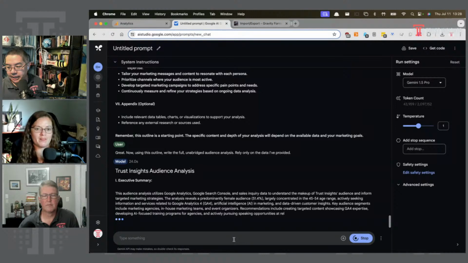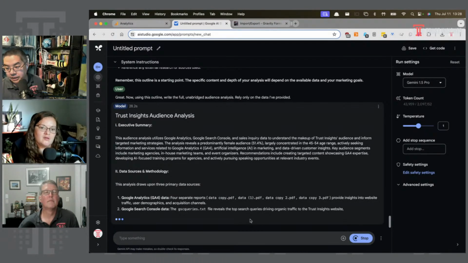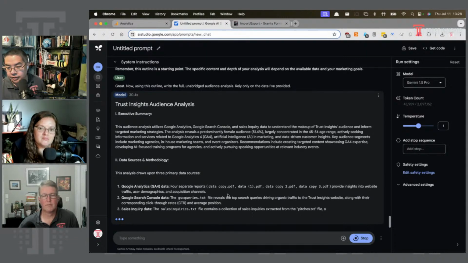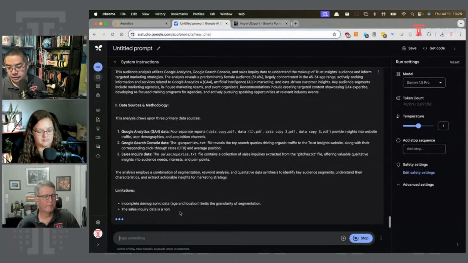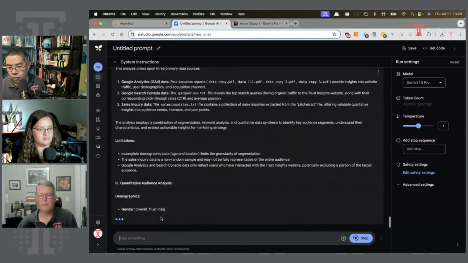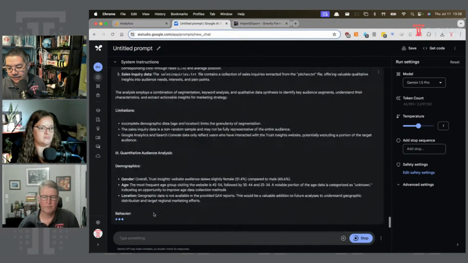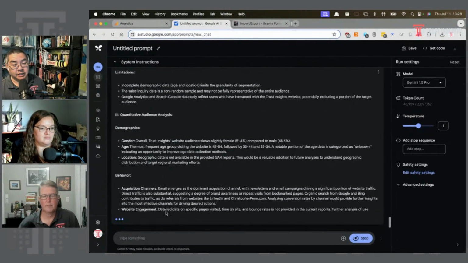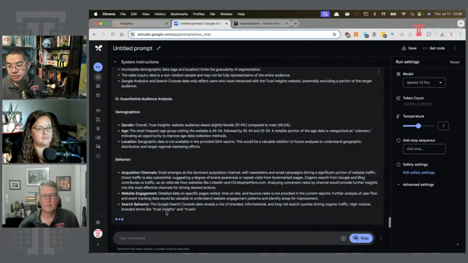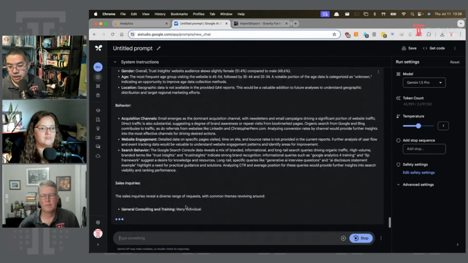So now it's spitting out basically the analysis of the data and trying to sew it together. So here's the methodology. Here are the limitations. Quantitative analysis, female. Location data was not provided, so we might want to provide the location data because it does say that might be useful. Behavioral channel, email is the dominant channel. Again, this is not a huge surprise.